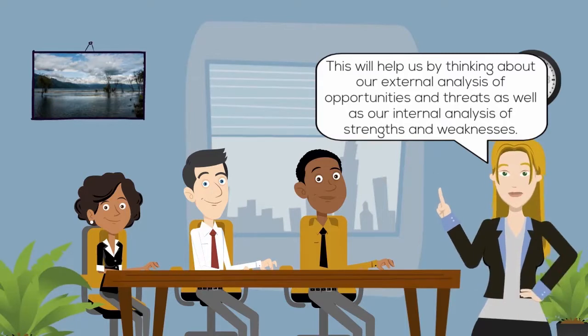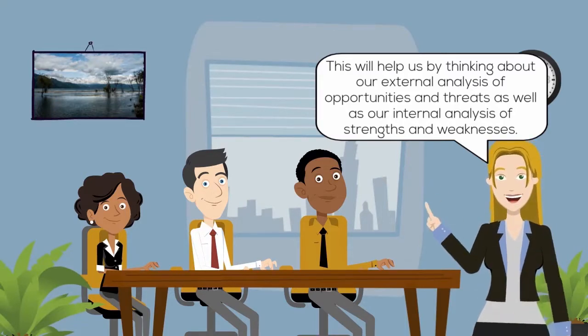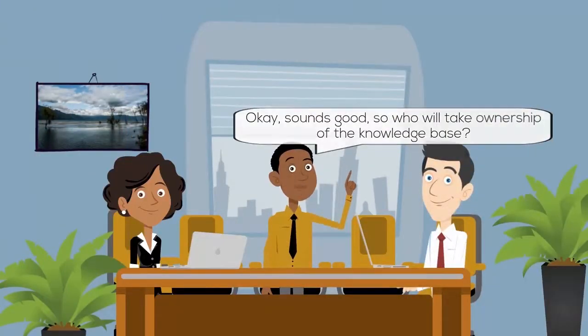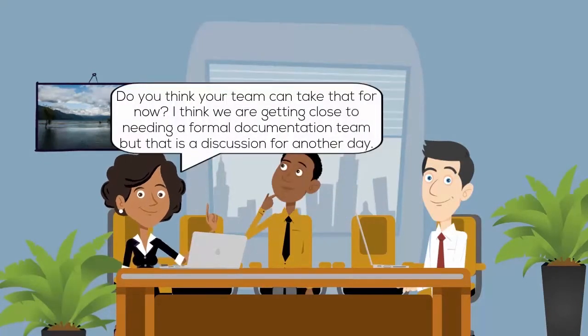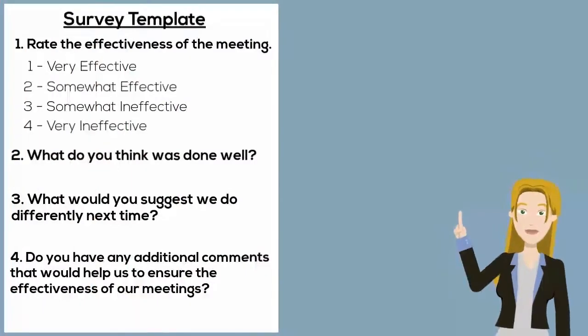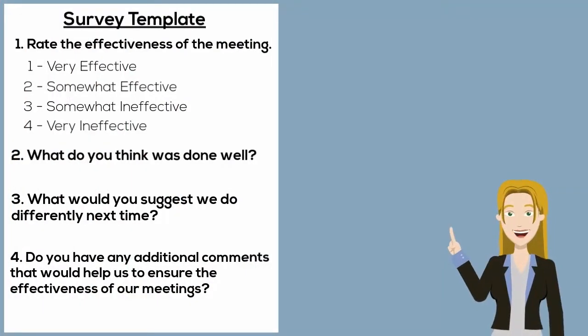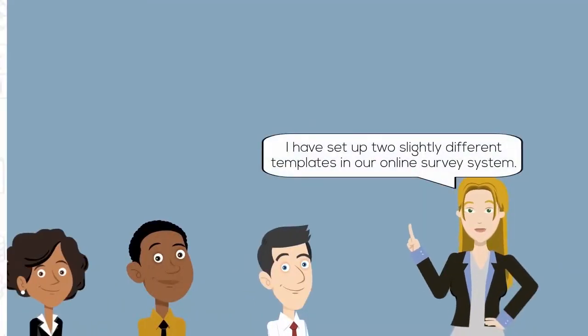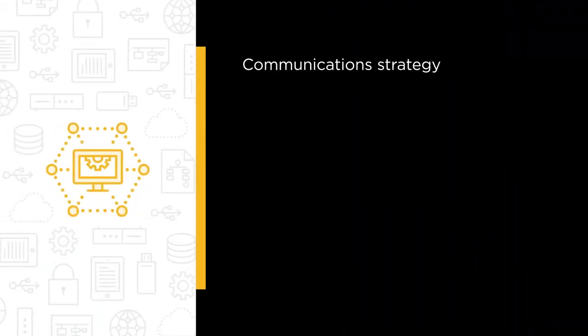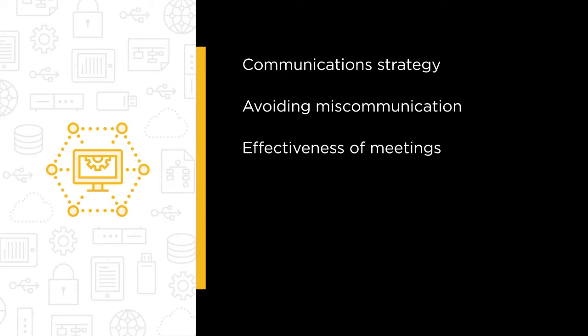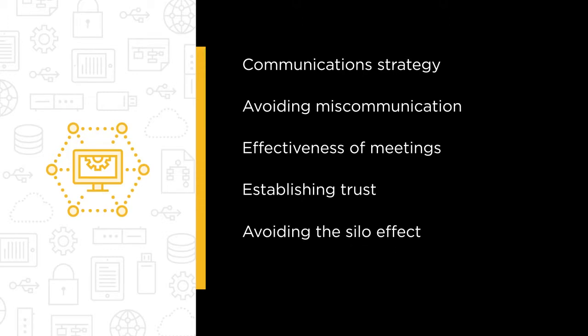In this course, we're going to go through several entertaining animated scenarios featuring a cast of characters that hold various positions within an organization. You'll watch as the management team develops their communication practices to achieve the maximum level of productivity. Some of the major topics that we'll cover include implementing a communication strategy, avoiding miscommunication, reviewing the effectiveness of meetings, establishing trust, avoiding the silo effect, and leading a self-managing team.